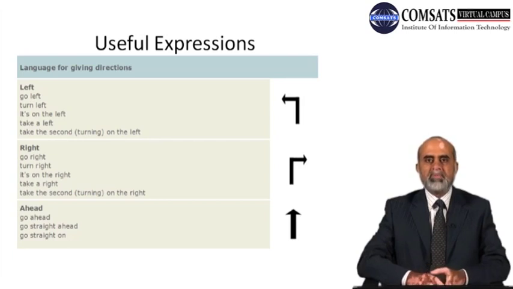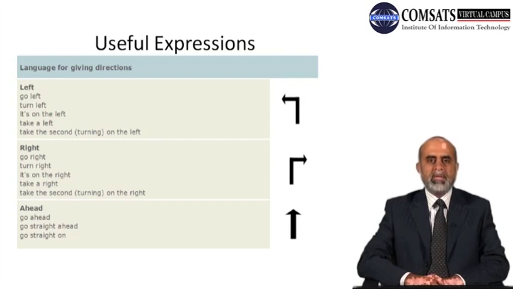Okay, so these phrases are pretty common when you are giving directions, and these are all in imperative forms. By imperative form of the sentence, we mean that we use the first form of the verb: go, turn, take. It's on the left is a descriptive sentence. It's a statement, it's not imperative, but the rest of the sentences like go left, turn left, take a left, take the second turning on the left, these are all imperative sentences.